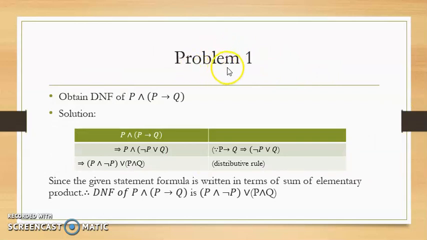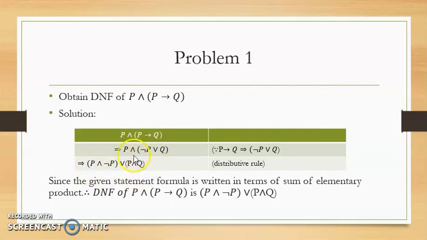So we will see a problem for DNF. Obtain DNF of P and P implies Q. So let us take the question. Here we can write P implies Q using the formula: P implies Q is not P or Q. So we have substituted that formula, and now by using the distributive formula. What is the distributive formula? A and B or C can be written as A and B or A and C. So likewise here, P and not P or P and Q.